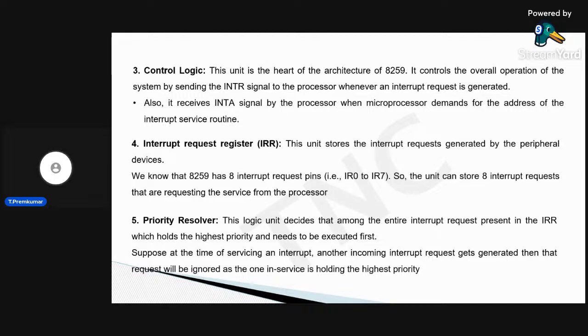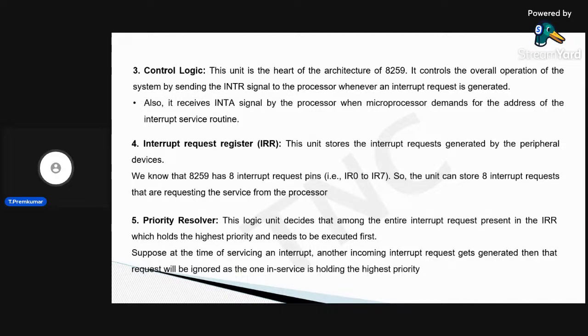Then the fourth one is the interrupt request register, the IRR. This unit stores the interrupt requests generated by the peripheral devices. We know that the 8259 has 8 interrupt pins, IR0 to IR7, so it can handle up to 8 interrupts at a time. The unit can store 8 interrupt requests that are requesting service from the microprocessor. And the priority resolver, this logic unit decides which of the interrupt requests present in the IRR holds the highest priority and needs to be executed first.